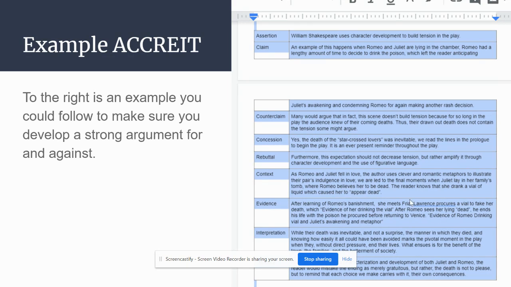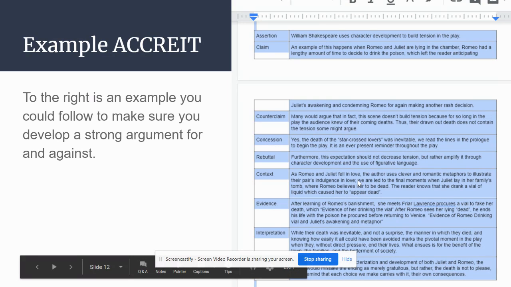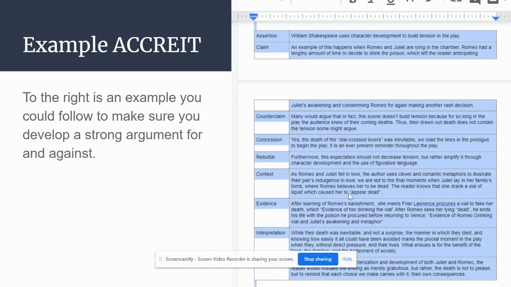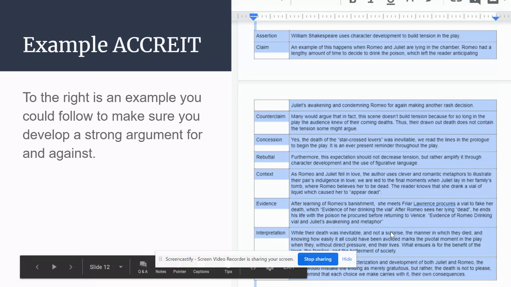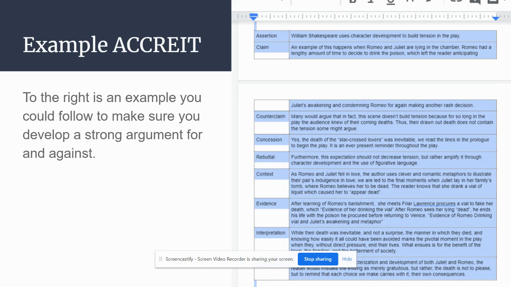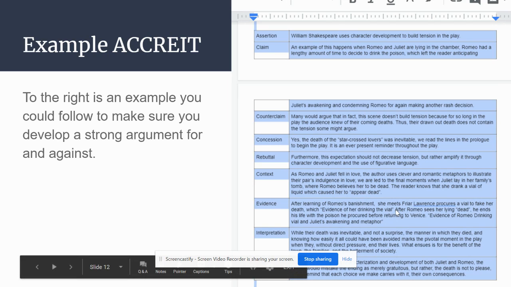Maybe I could go back and I could revise this context. It seems a little bland. Maybe I can add a little bit more. Okay. Evidence. After learning of Romeo's banishment, she meets Friar Lawrence and procures a vial to fake her death, which evidence of her drinking the vial.